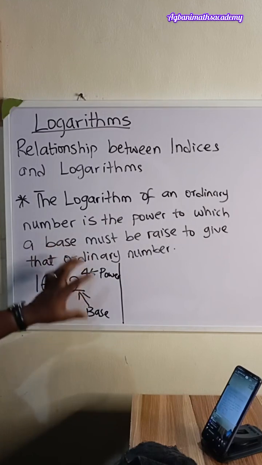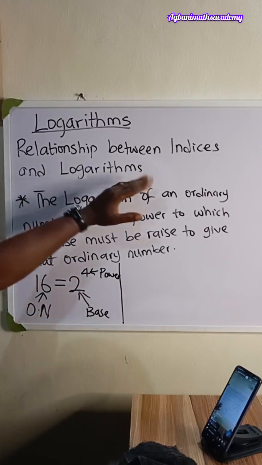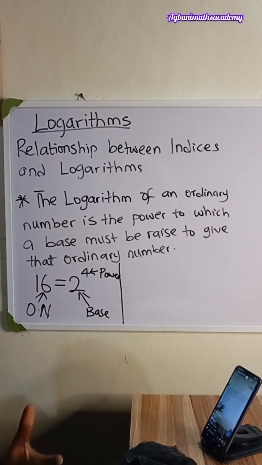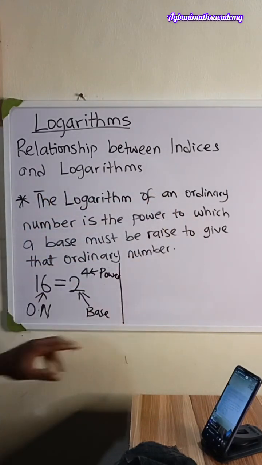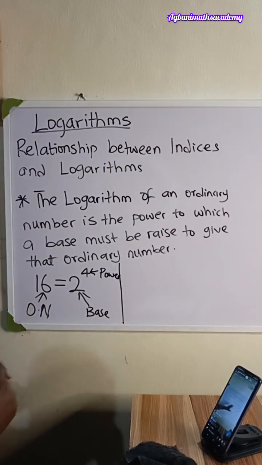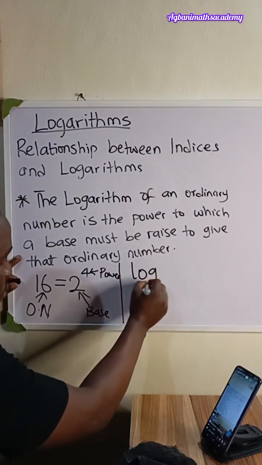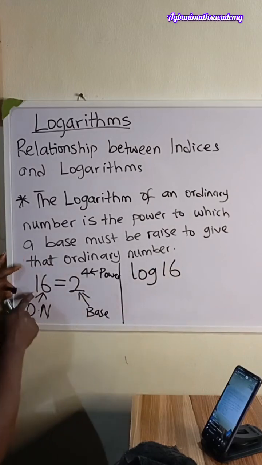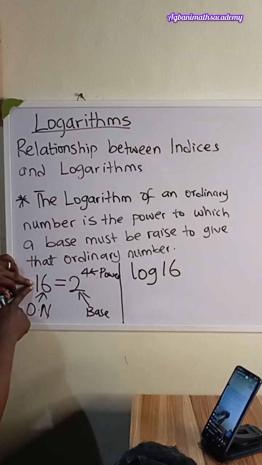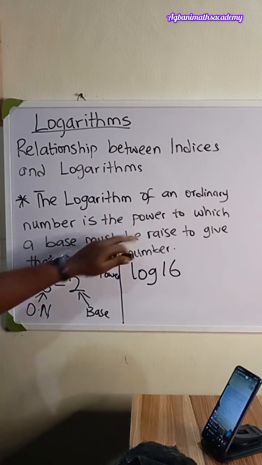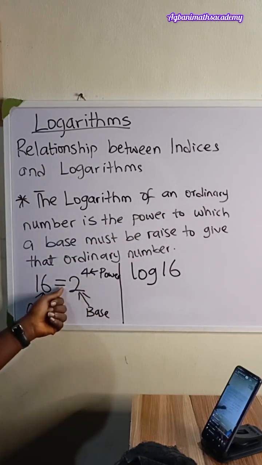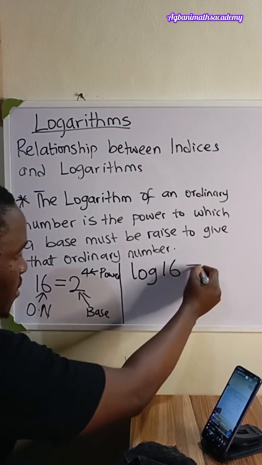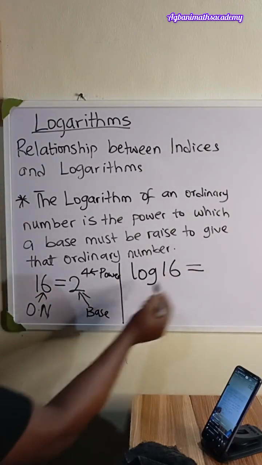Now, this index relationship can be converted to a logarithmic relationship, or to a logarithm, by following this statement. The logarithm of an ordinary number, which here is 16, is the power. When they say something is, that means something is equal to. What is the power here? The power here is 4.